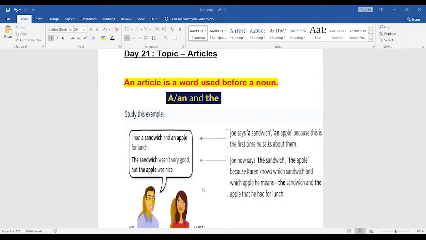Now, the topic for today is articles. Okay. What is an article? We're going to learn the definition, we're going to learn how to identify them, and where you could use it in your day to day life.